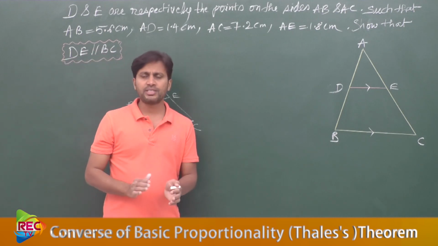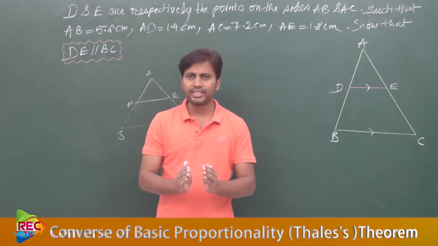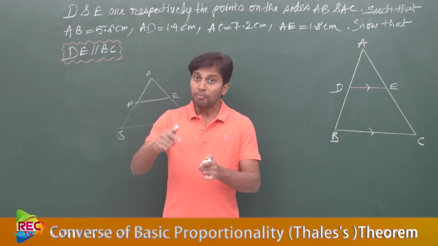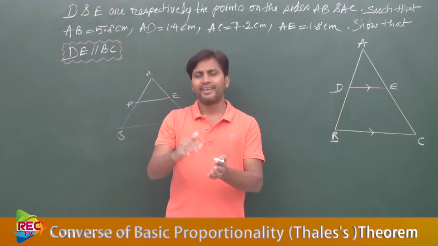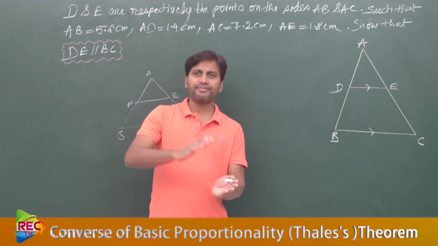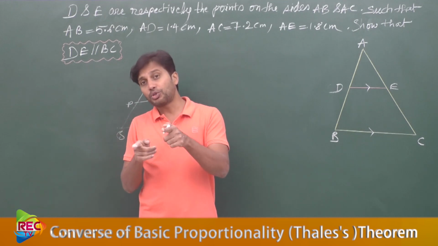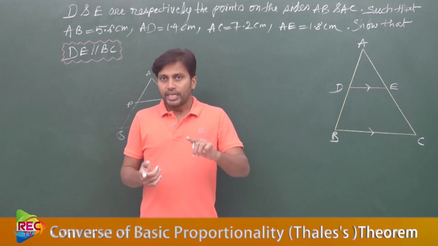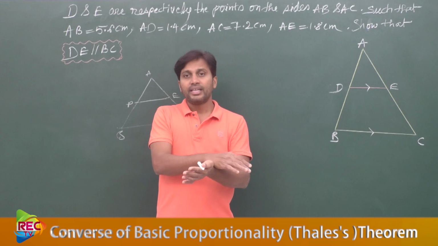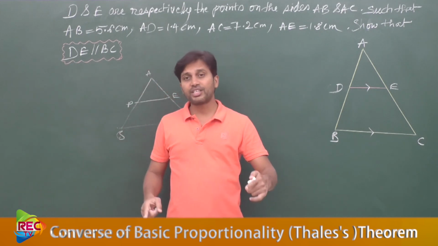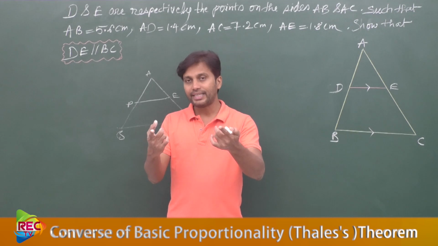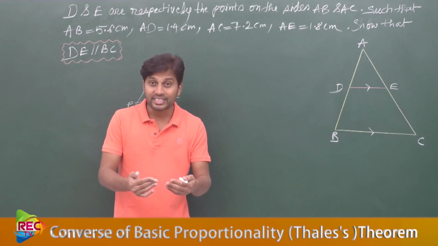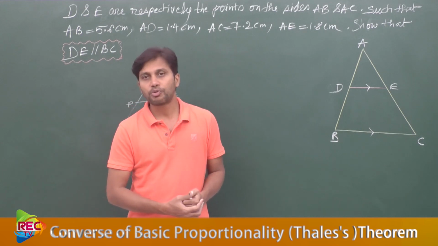Understood or not? What is actually the basic proportionality theorem? A line which is drawn parallel to one of the sides, intersecting the other two sides, will divide those two sides in equal proportions or proportionately. In the converse part, in reverse, we are saying that if one line is dividing two sides of the triangle proportionately, then that line will be parallel to the third side. This is the converse part of the basic proportionality theorem.